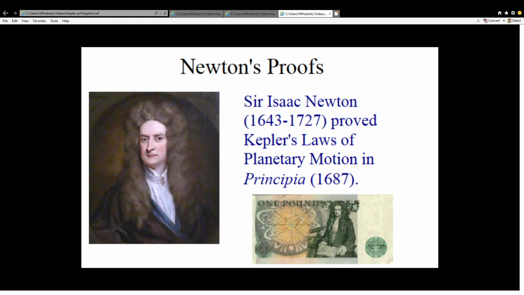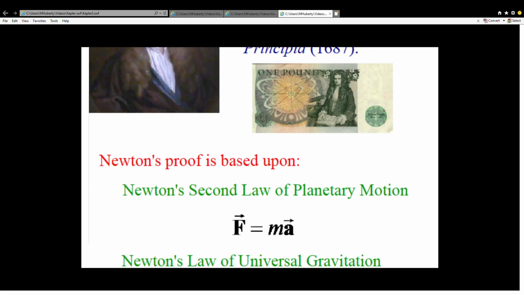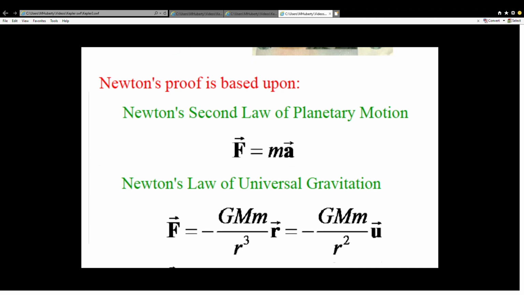And really, the only two things that we need to use as starting points to make these proofs are two premises. And these are Newton's laws themselves. Newton's second law of motion. Just Newton's law of motion, F equals ma, that everybody's familiar with.